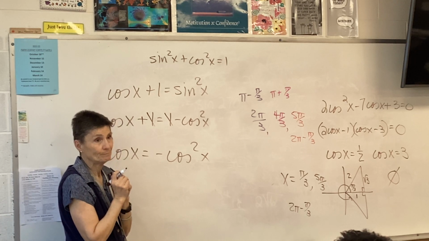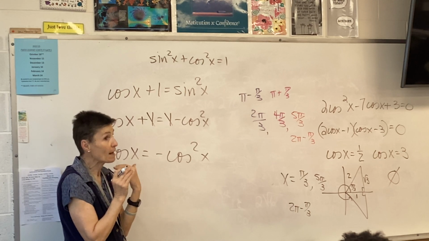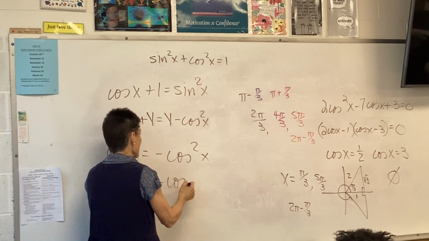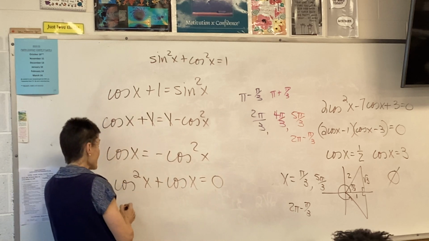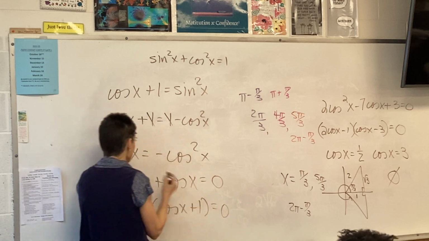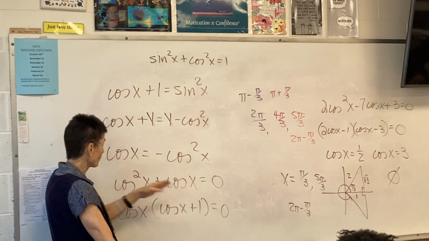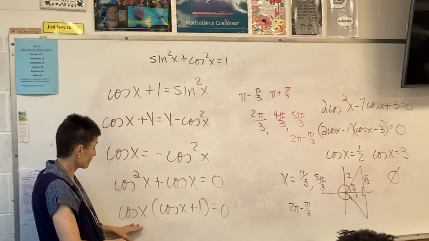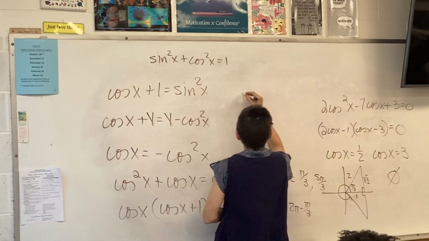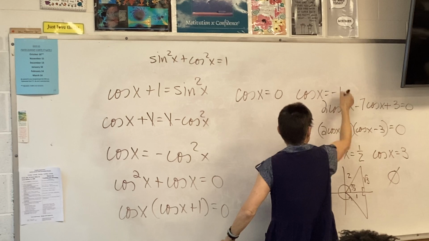Now what do you do with that? We've talked about this too. You gotta move something. I would bring this over so it's positive, but you gotta get them on the same side, and then you can factor. What you cannot do, guys, is divide both sides by cosine. That is not legal. So you move everything over and then factor it out. As soon as you get it factored out, you can set your factors equal to 0. So cosine is 0, and basically cosine is going to be negative 1.